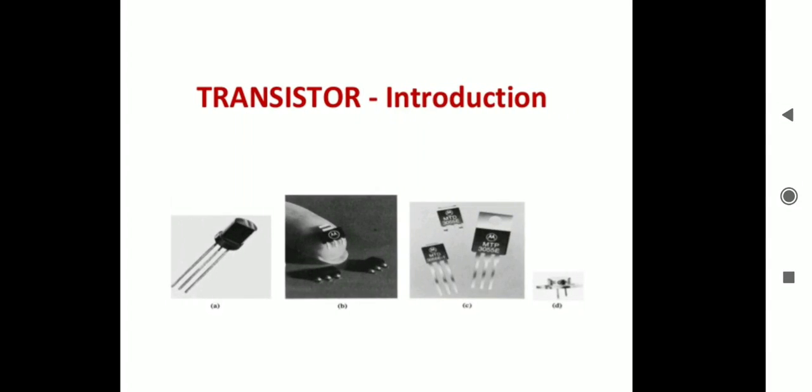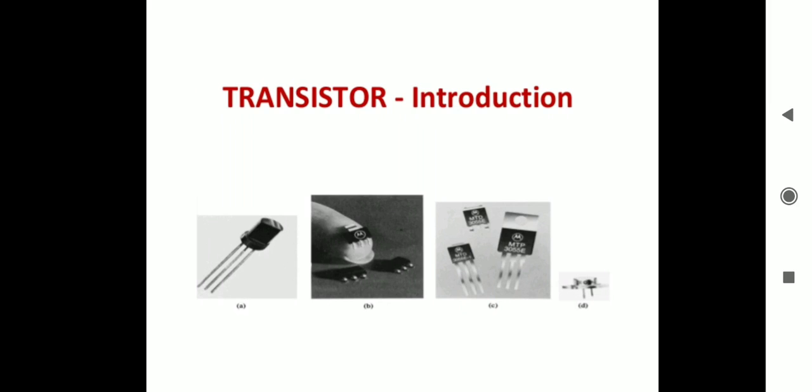Basically, a semiconductor device like a diode cannot amplify a signal. Therefore, its application area is limited.